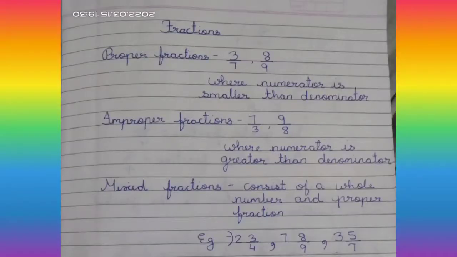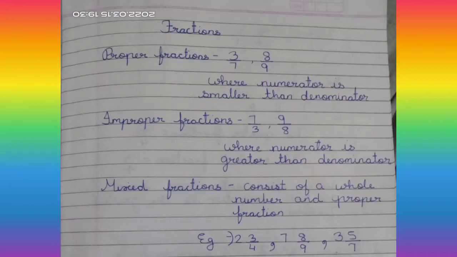Proper fraction, the examples are 3 by 7 and 8 by 9. So what are proper fractions? Proper fractions are those fractions where the numerator is smaller than the denominator. Like in the first example, 3 by 7, 3 is smaller than the denominator. In 8 by 9, 8 is smaller than 9.